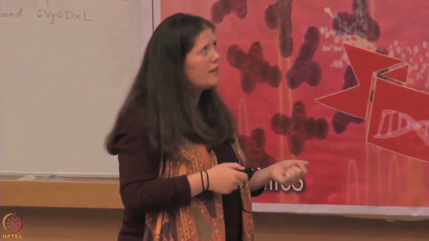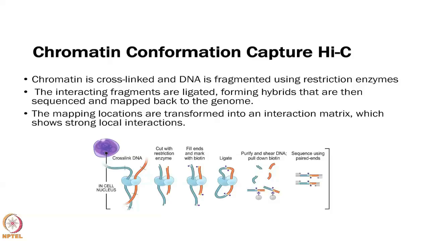How we measure this is using chromatin conformation capture, or Hi-C, which allows you to look at how the chromosomes are folded on each other. What happens is you cross-link your DNA and then fragment it using restriction enzymes. So you have your DNA folded on itself, and you cross-link it so it's stuck together, and then you cut it up, so you have stuck-together small pieces.